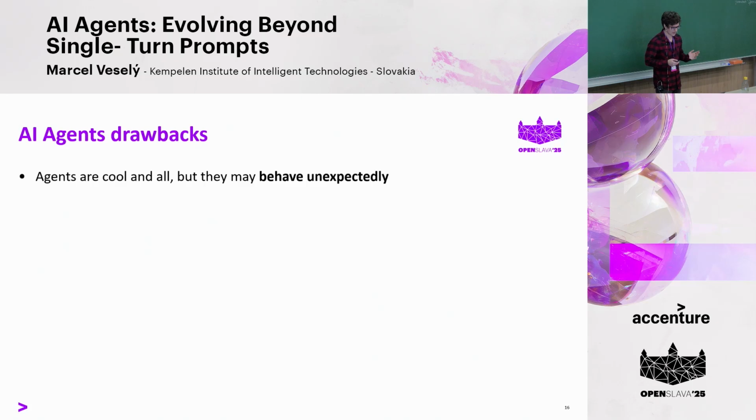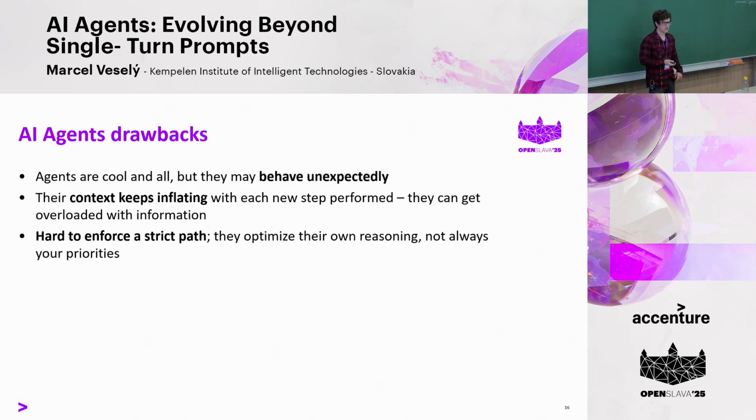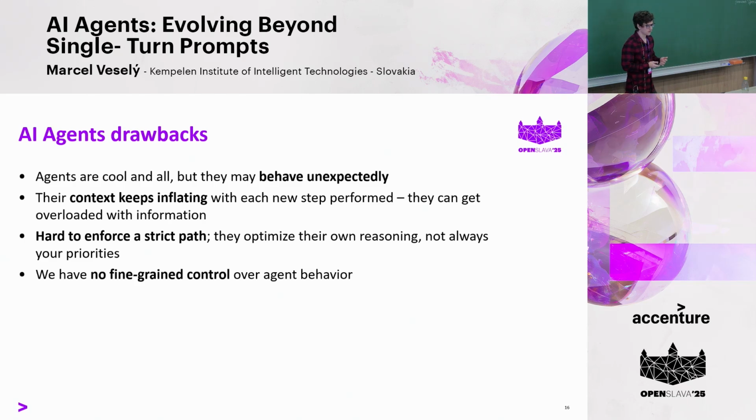Still, AI agents have many drawbacks. They're cool and all, but they may behave unexpectedly. You see, the more loops are performed within communications between the agent and the environment, their context keeps inflating, and with each new step performed, they can get overloaded with information. We don't have fine-grained control over agent behavior, and hence it's hard to enforce a strict path.